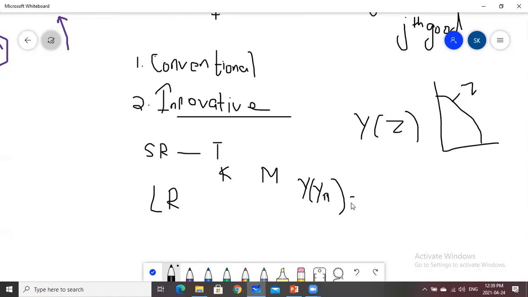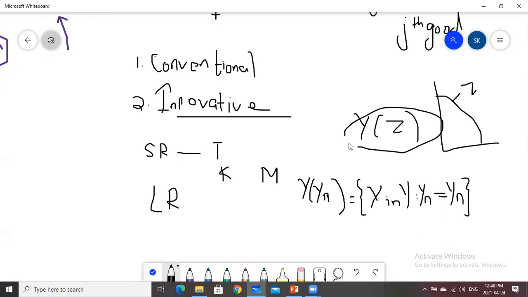Y(Z) is equal to, now this is important from here, Y in Y, and Yn is equal to Yn. Why? Because we are dealing with the short-run production function. Now Y(Z), what is Y(Z)? Y(Z) is the subset of Y, which contains all the production plans which are feasible.